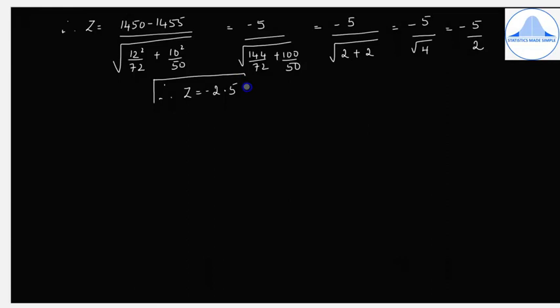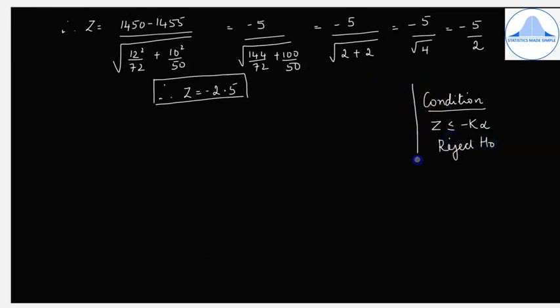Now this particular test is a left-tailed test. So let us write at this side what is the condition which we have to use for a left-tailed test under large samples. So the condition which is used is you have to check whether Z is less than or equal to minus K alpha. So if this condition is satisfied, then you reject H0, otherwise you will accept H0. So always write the condition at the side. This will help you to make the decision.